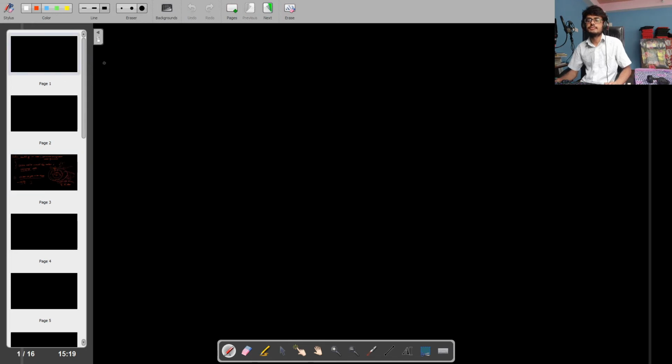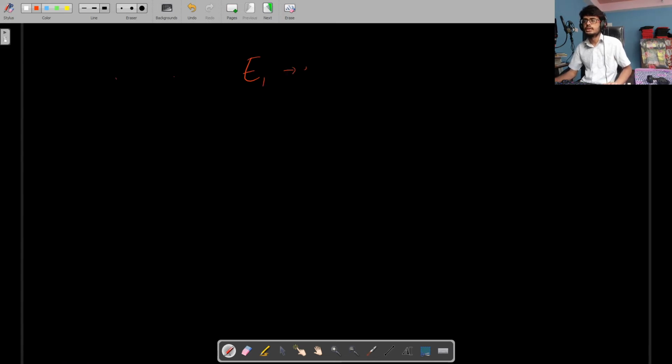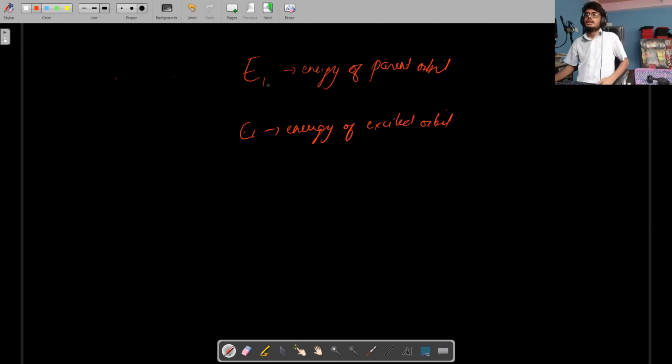So basically, there is a way to represent this. Let's say the innermost, parent orbit has energy E1. So E1 is the energy of the parent orbit, and E2 is the energy of the excited orbit, the orbit the electron went to after gaining some energy, right? Now the electron has to fall back to its parent orbit. So the amount of energy it has to lose is this much. So it has to lose E2 minus E1.